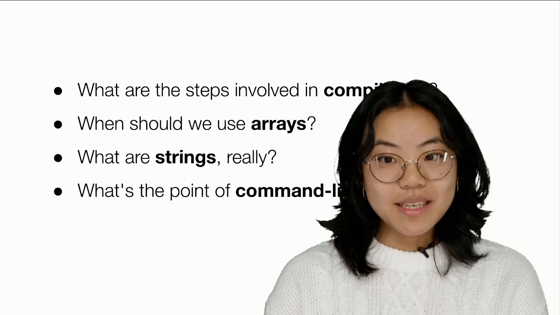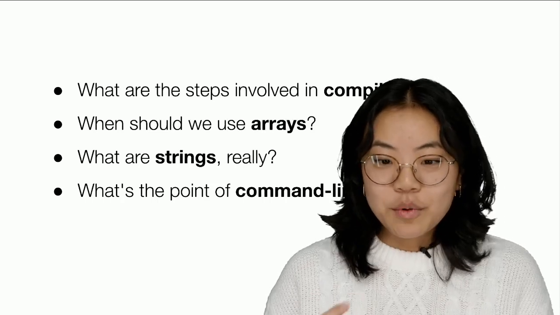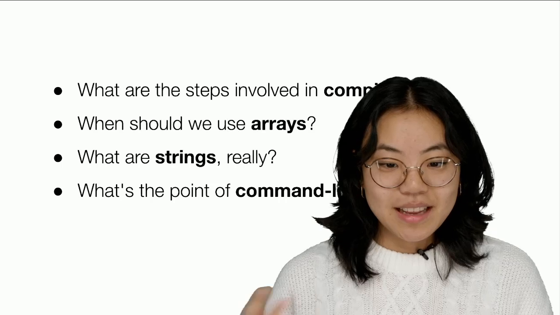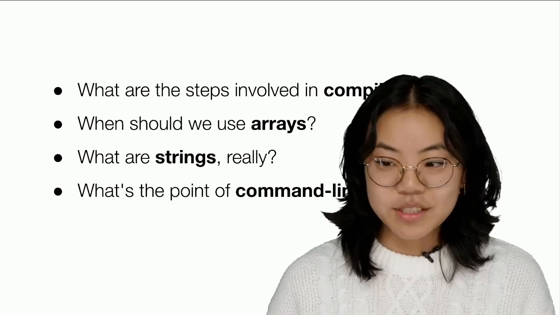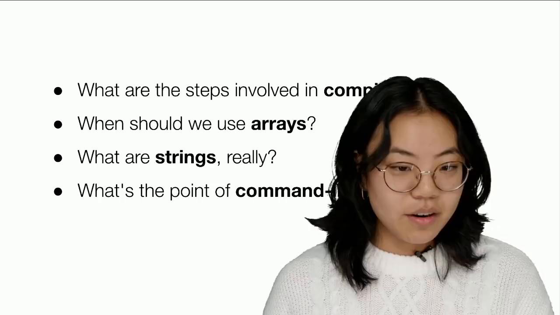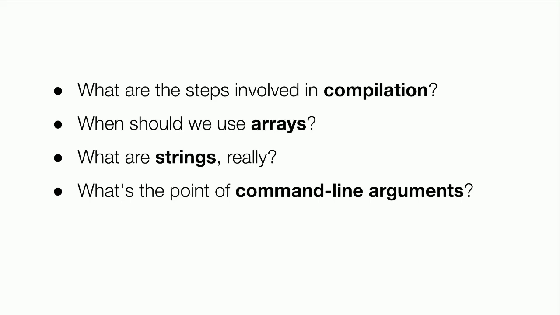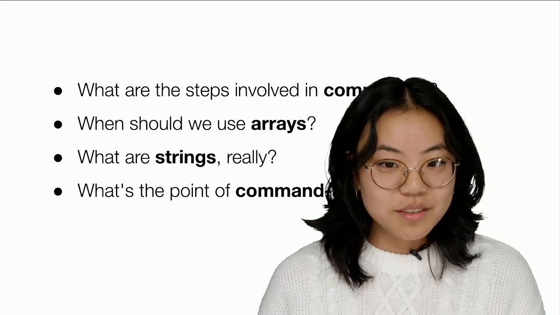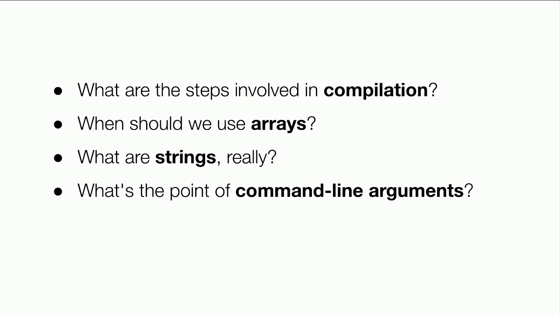And so this week, week 2, we got more in depth on C. Some of the questions that David addressed in lecture, and some questions that you might still be thinking about, are: what steps are involved in compilation? So how does code turn from source code to what actually runs? When should we use arrays? What are strings? And what's the point of command line arguments? What's the difference between standard input?